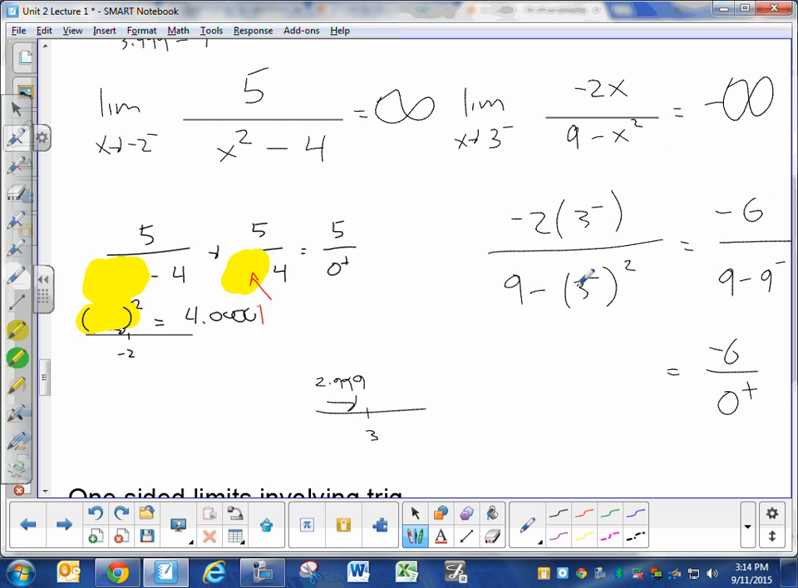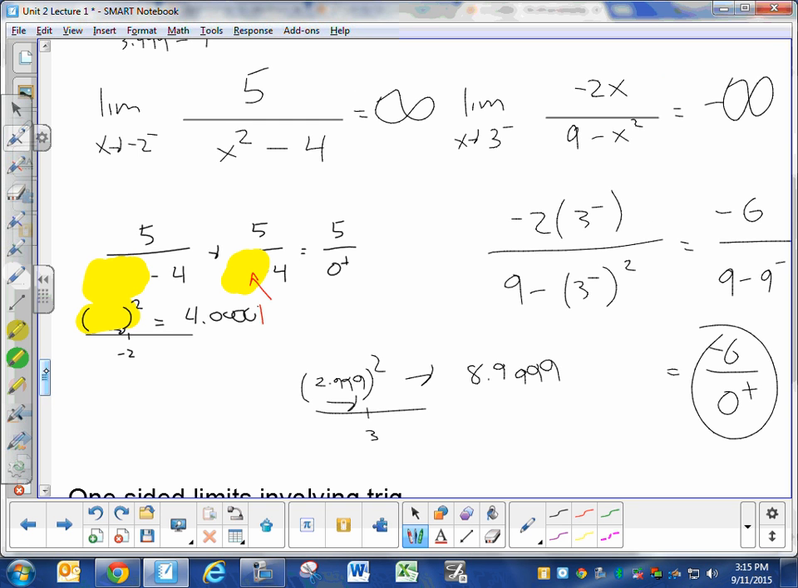But here's the key. If I took a number to the left of 3 and squared it, like 2.999 squared, we are going to get a number less than 9. So 8.999, or something around that. Okay? If I take that and subtract it from 9, I'm going to get something close to 0, but it's going to be positive. That's why we get this, which is why I say this.